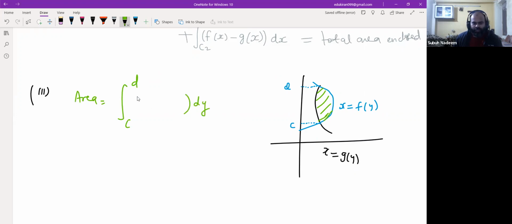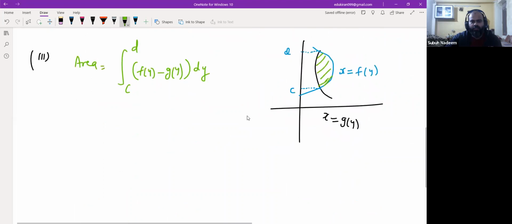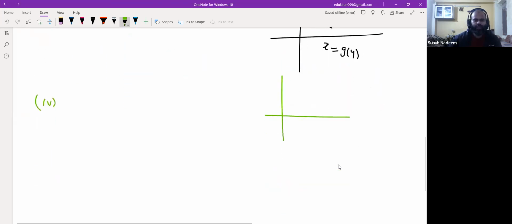So what will be x? The right curve, which is f(y), minus the left curve, which is g(y). As we took above minus below there, here we take right minus left. Is this clear? Yes. Okay. Here also, the curves may intersect at many points, and sometimes one is right, one is left.